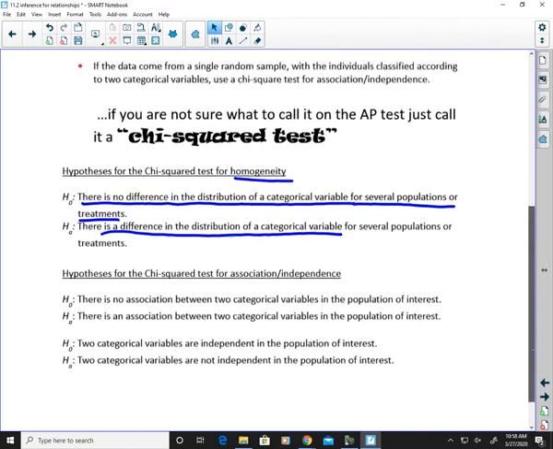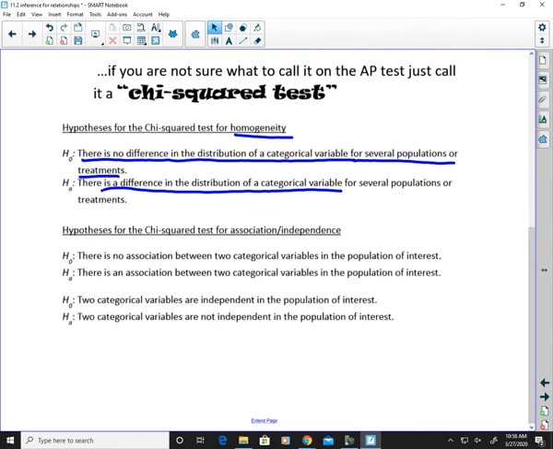Okay, then now this second one, that was the first one. So I had men and I had women, and I took a little bit of men, I took a little bit of women, and measured their heart attack rates, and I compared them. Now, chi-squared test for association independence.